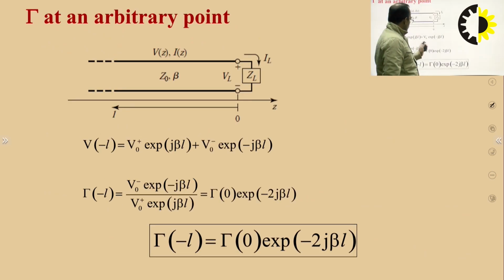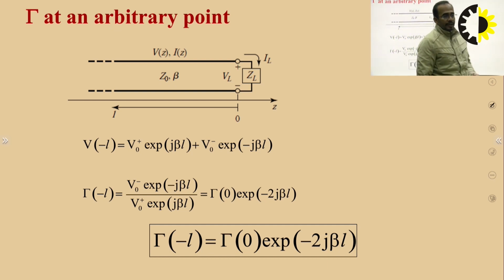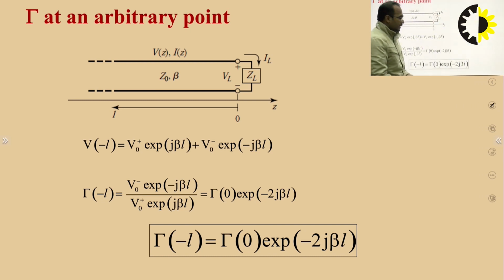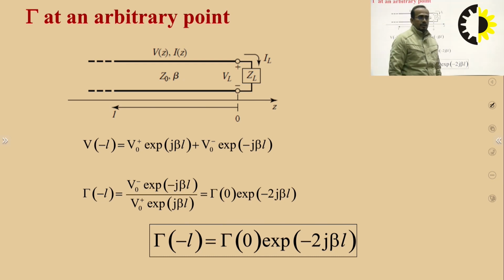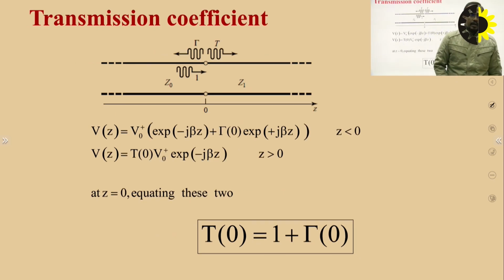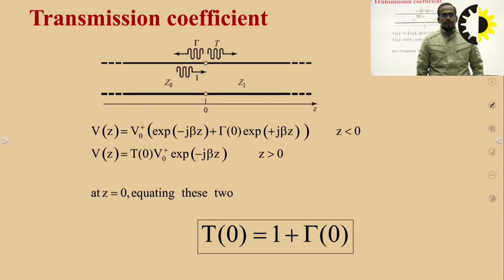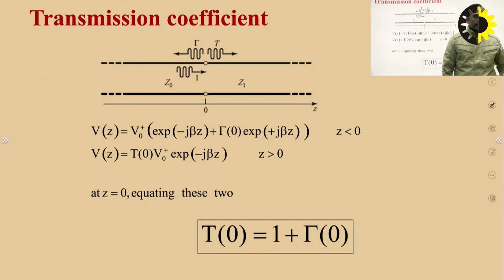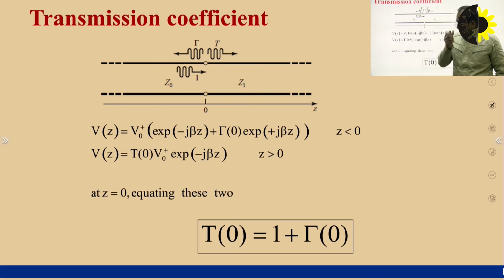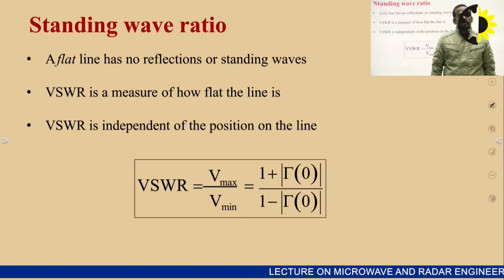And we can also find gamma at any arbitrary point. So gamma, that is the reflection coefficient, is a function of L, and this will be the value of the function of L, that is gamma of minus L is equal to gamma 0 e to the power minus j 2 beta L. Similarly, we can find the transmission coefficient. For finding the transmission coefficient, we can easily calculate it using the solution equation of the voltage and current.